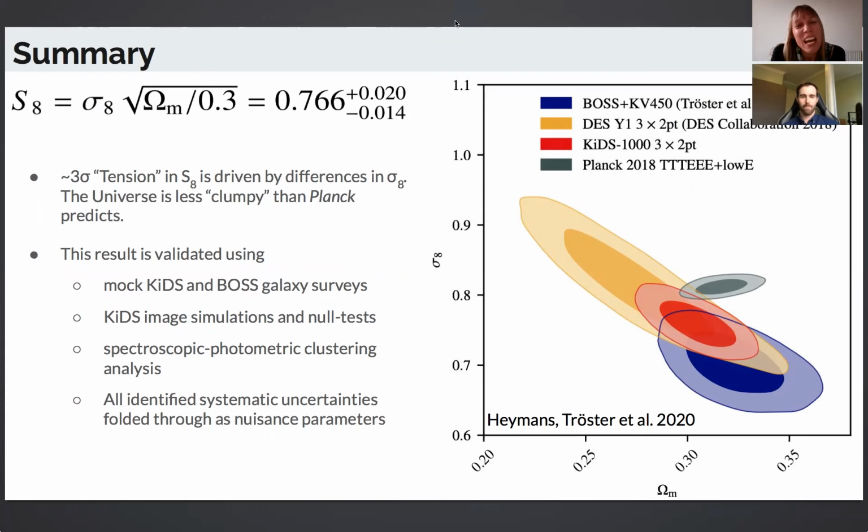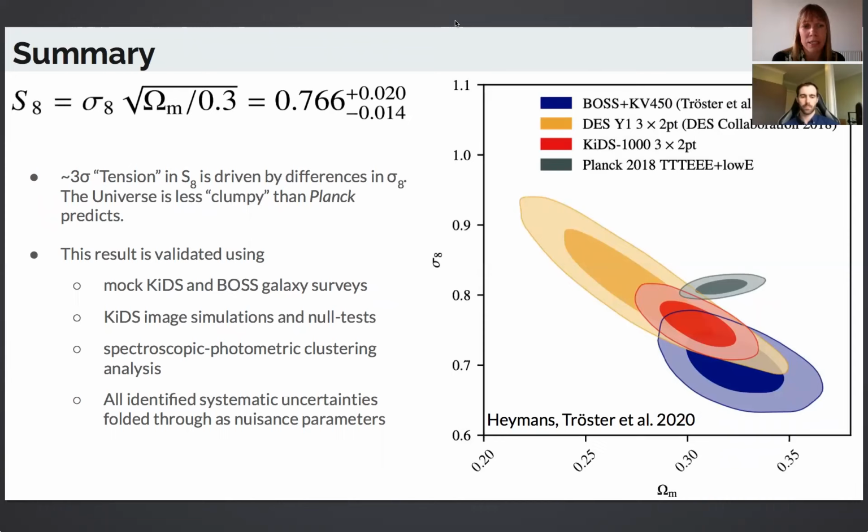In summary, these are our results. We have a constraint on S8 that is now as precise as the constraints that you get from Planck, but as Tilman said, it's about 3 sigma in tension. So your one sentence summary is that the universe is less clumpy than Planck predicts. This final figure that we're showing here is looking at things in terms of sigma 8 and Omega_m again, and you can see that the tension that we're finding is driven by sigma 8. So it really is the clustering of the matter which we're finding in tension with Planck rather than the total amount of matter.